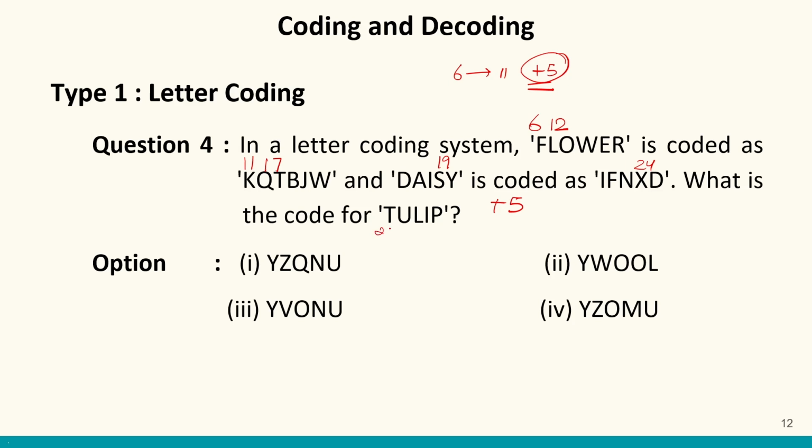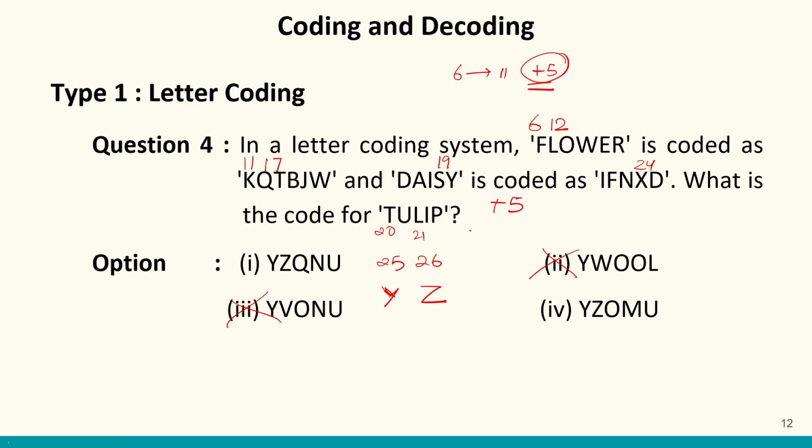T is coded as 20. We have to go to the 25th position, which is Y. Okay. U is coded as 21. I have to move 5 positions, which is 26, which is Z. So our answer will be between these two options. I can eliminate these two and our answer will be between YZ and option 1 and option 4.